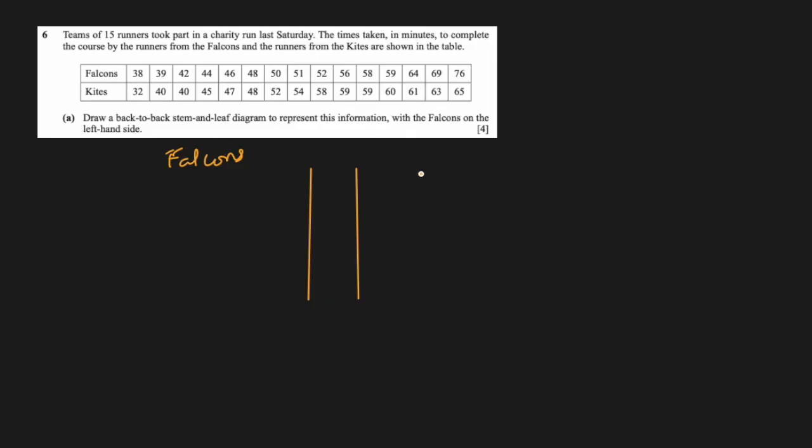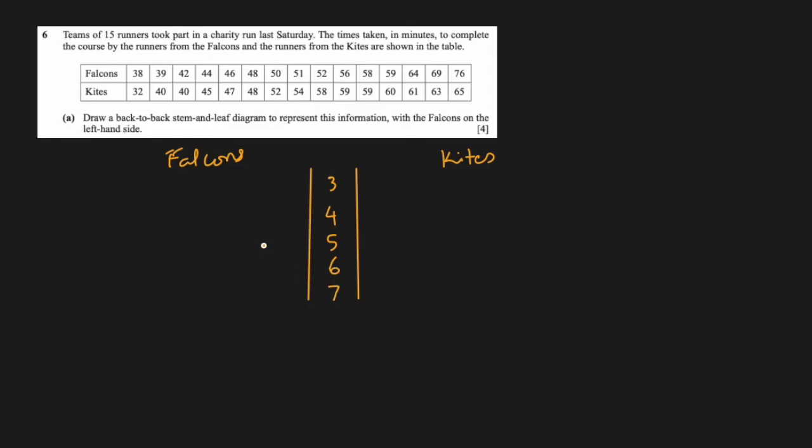And that means the kites will be on the right side. They are in increasing order. Yes, they are in increasing order. Nothing challenging here. I don't know why 4 marks for this. But anyway, the first digit is 3 here. Then we have 4, 5, 6 and 7.